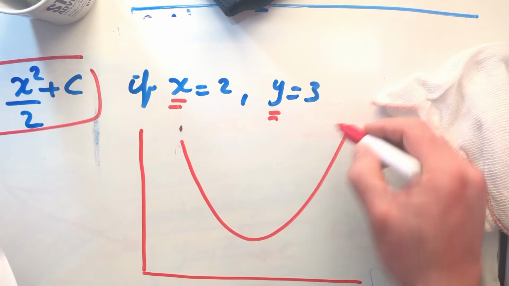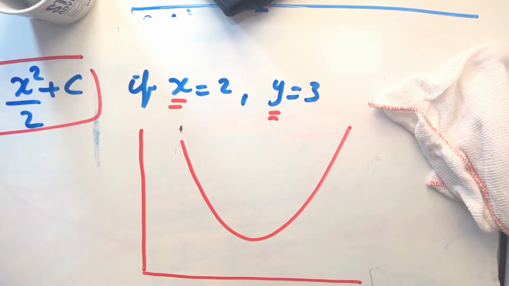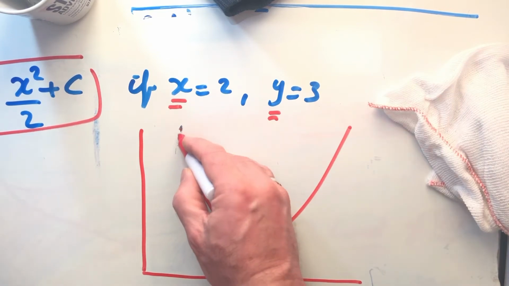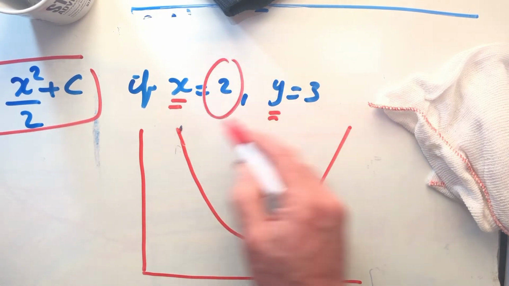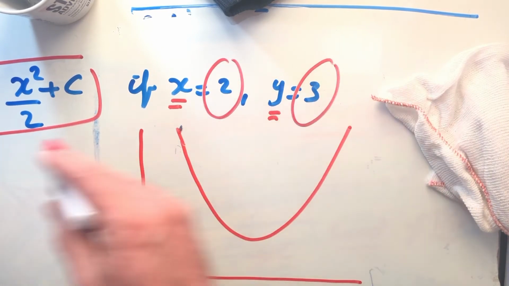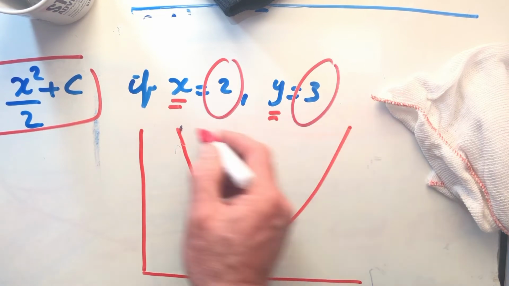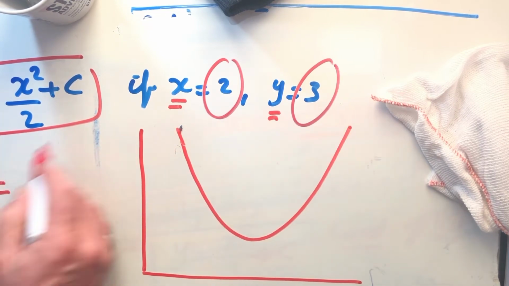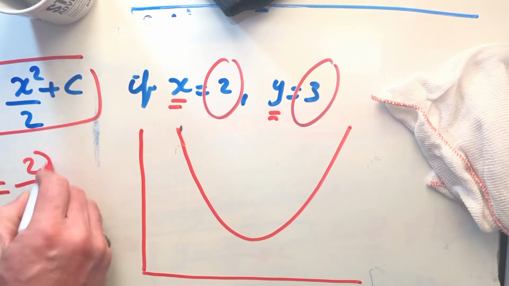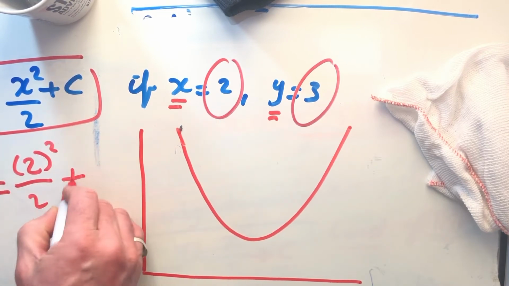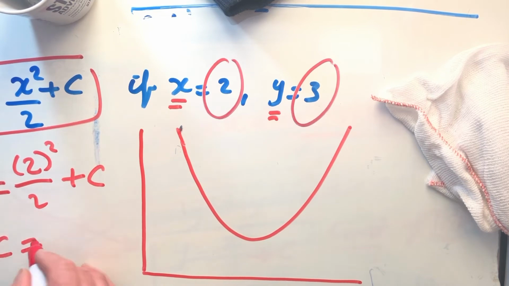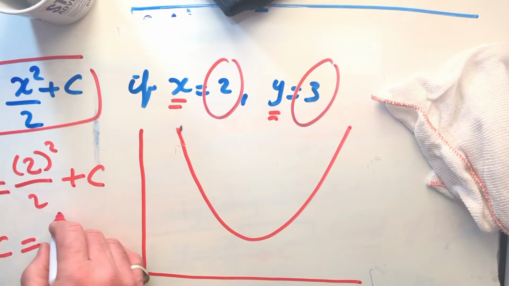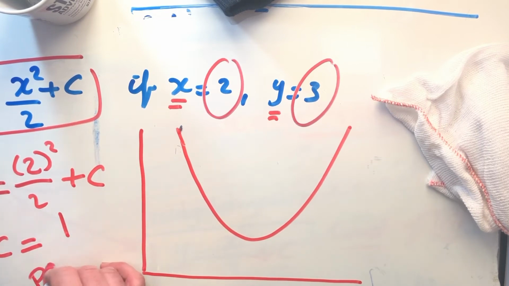The curve will look like that. We can draw this because we are given the value of x and the value of y. We can plug these values into this equation. So y is equal to 3 and x equal to 2, so that's 2 squared divided by 2. We can find c. In this case, c is equal to 1, and this will give the particular solution.